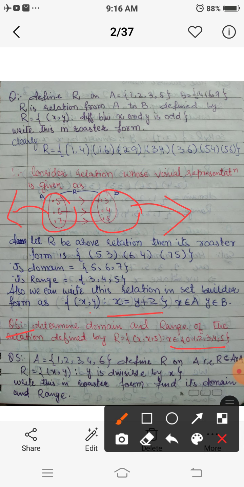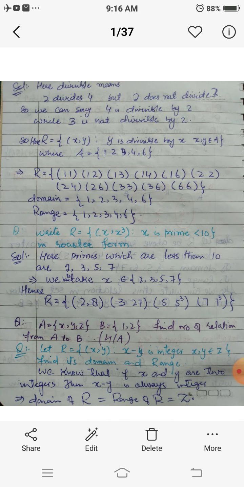Now we have to write this where x belongs to 1, 2, 3, 4 and y belongs to 1, 2, 3, 4. Clearly, firstly 1 divides all the elements. 2 divides 4, but 2 does not divide 3. So we can say that 4 is divisible by 2 while 3 is not divisible by 2. Here the ordered pair (x, y) belongs to A where A equals 1, 2, 3, 4, 6.